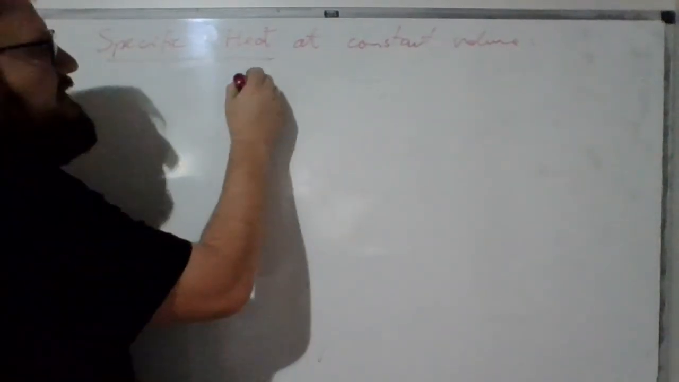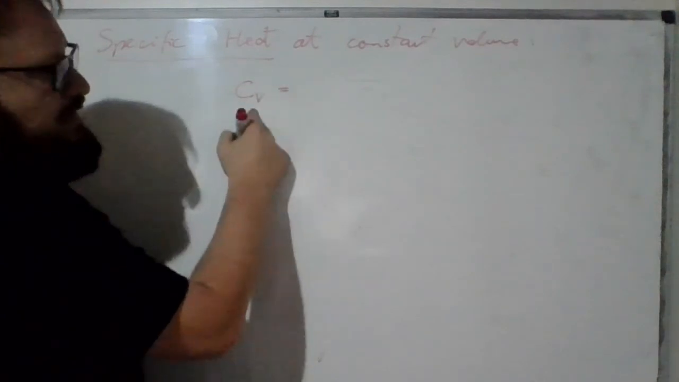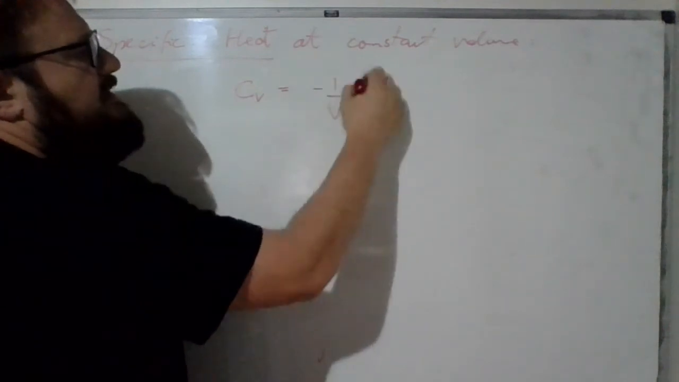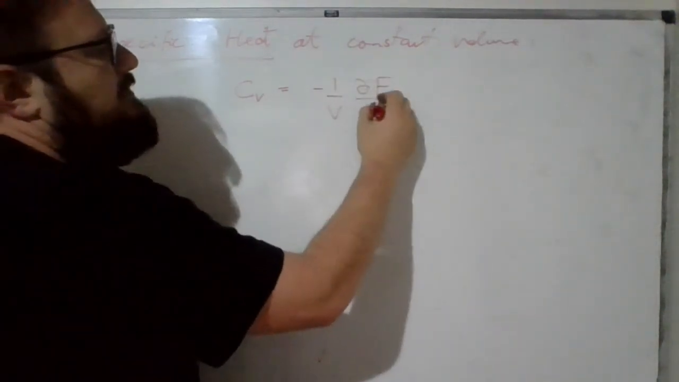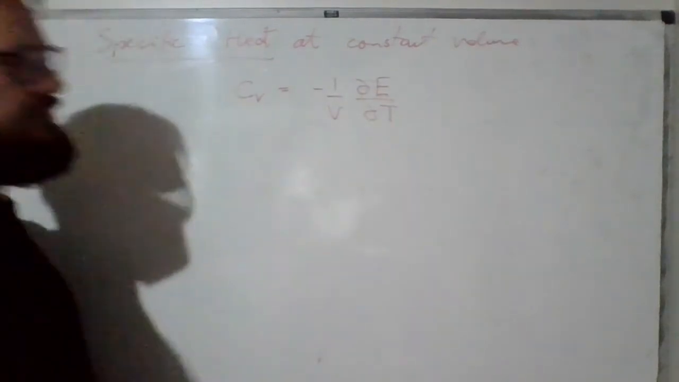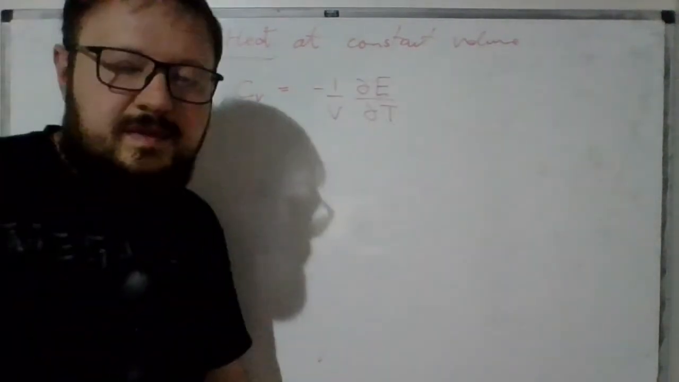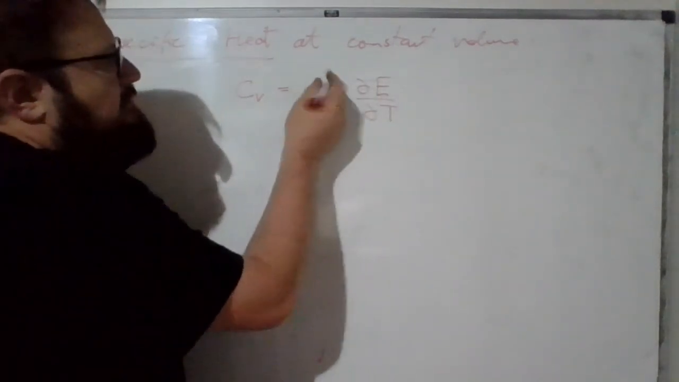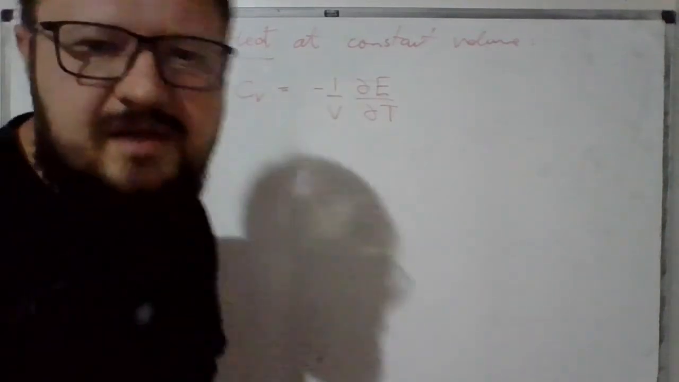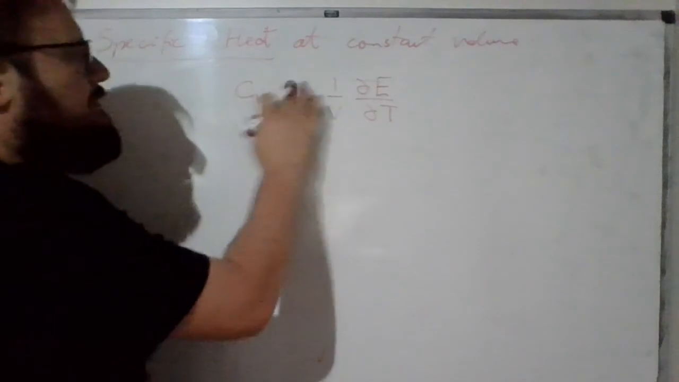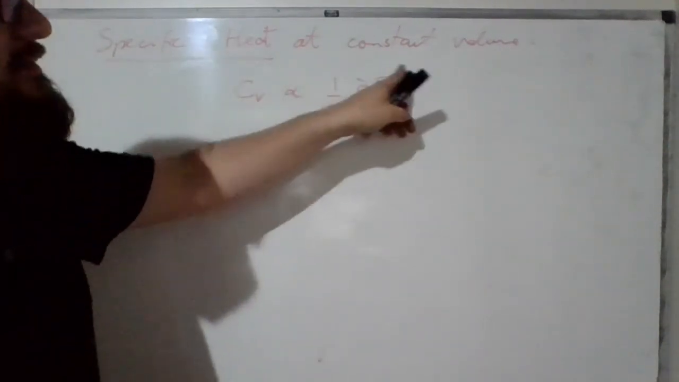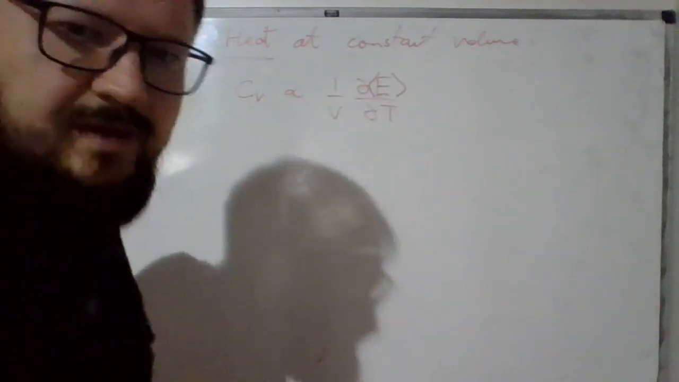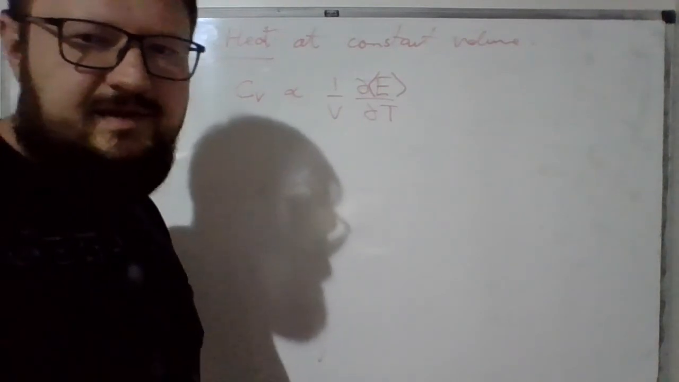You calculate something like this. The C at constant volume is related to minus 1 over V, the derivative of the energy with respect to temperature. I guess there is a minus sign here, but let me write it as proportional to the derivative of the total energy of your system with respect to temperature. Okay, this is the specific heat at constant volume.